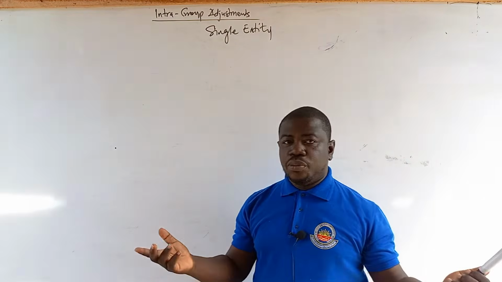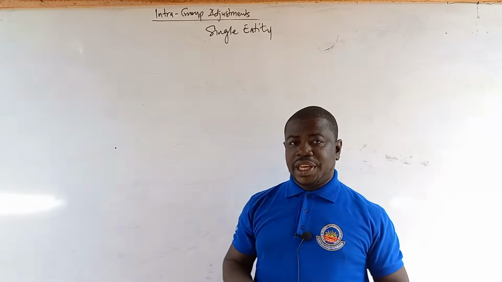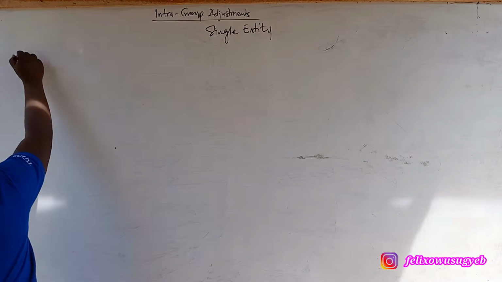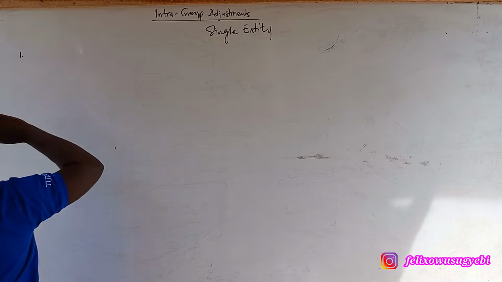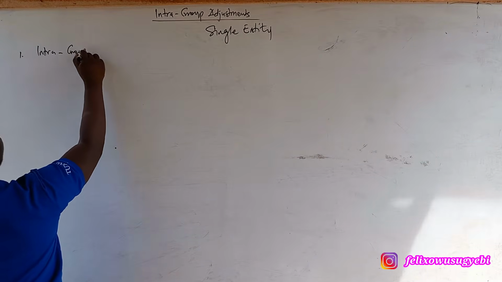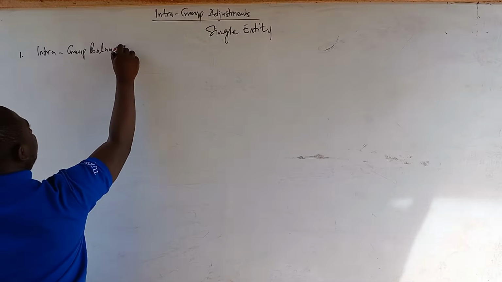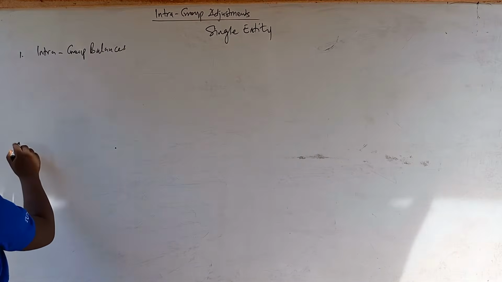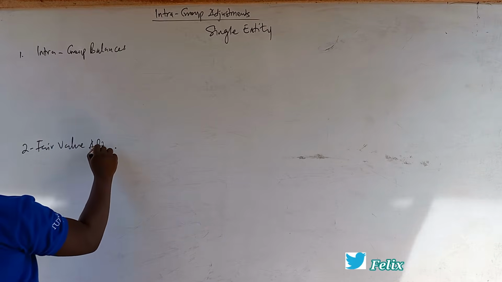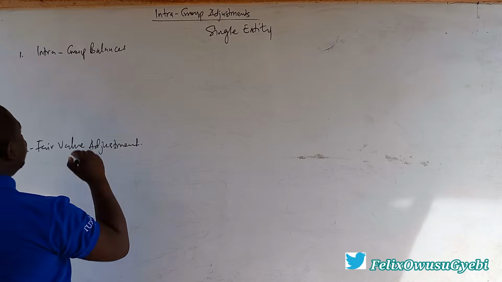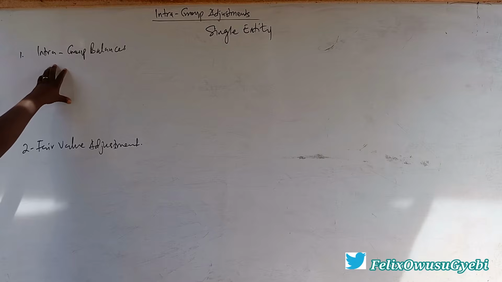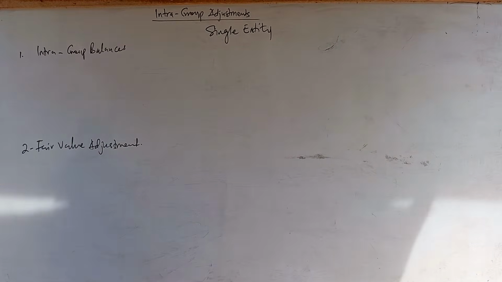Now, what are the intra-group balances we are going to talk about and how are we going to eliminate them? Let me quickly narrow your mind to them. First of all, we are going to talk about intra-group balances, and then we are going to talk about fair value adjustment in this video. Even though the main focus is on intra-group adjustment, we are going to talk about intra-group balances and then fair value adjustment.